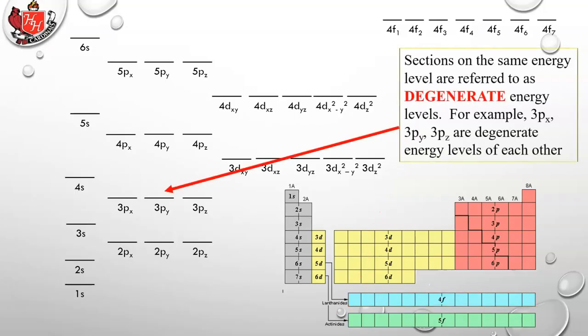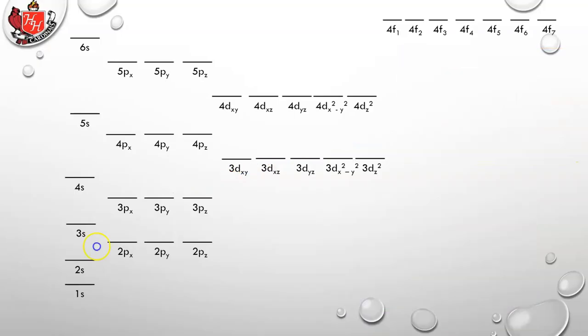Okay, now when you have 3 of these sections that are really the same energy level, they're just 3 separate parts, that's referred to as degenerate energy levels. It sounds like a bad word, degenerate, but it's not. It just means the same. In science, degenerate just means the same.